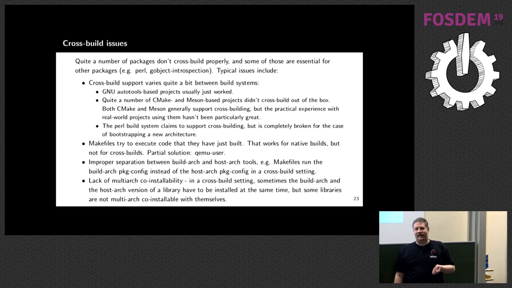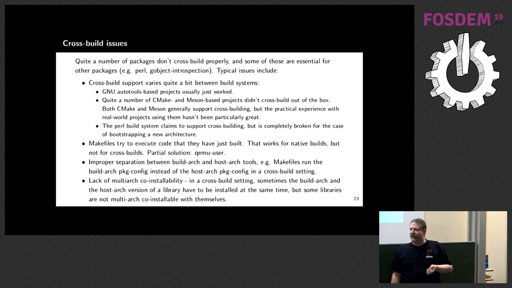Another thing is that many upstream packages don't properly separate between host arch and build arch tools. So if I, for example, want to call pkg-config to get the GCC parameters for linking to a library, those are at least somewhat architecture dependent. So I need the pkg-config for the correct architecture. And many makefiles just don't take that into account and always call the pkg-config for the architecture the compiler runs on, which is wrong if I'm cross-compiling.